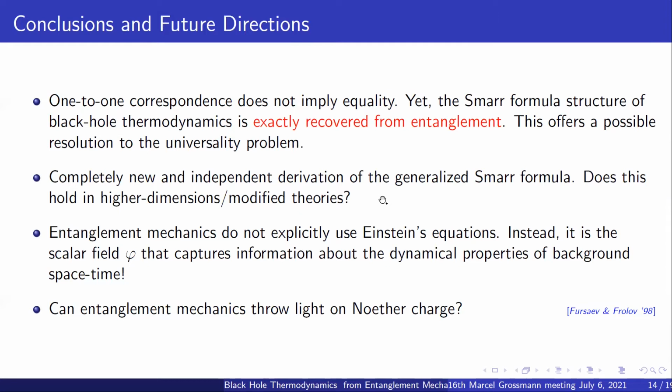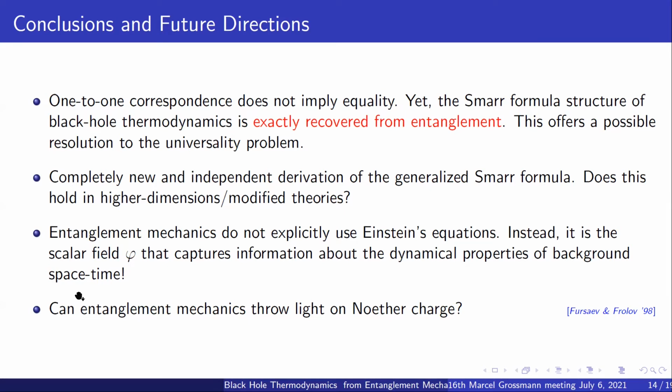Now, one thing that we would like to see in future is, of course, whether this new and independent derivation would take the same form for Smarr formula in higher dimensions or modified theories. And of course, another thing, or the main theme of this result, is that entanglement mechanics, when we define them and when we proceeded with the calculations, we did not explicitly use Einstein's equations, but somehow, purely from the quantum correlations that are present in the matter field in the system, we were able to capture information about the dynamical properties of the background spacetime.